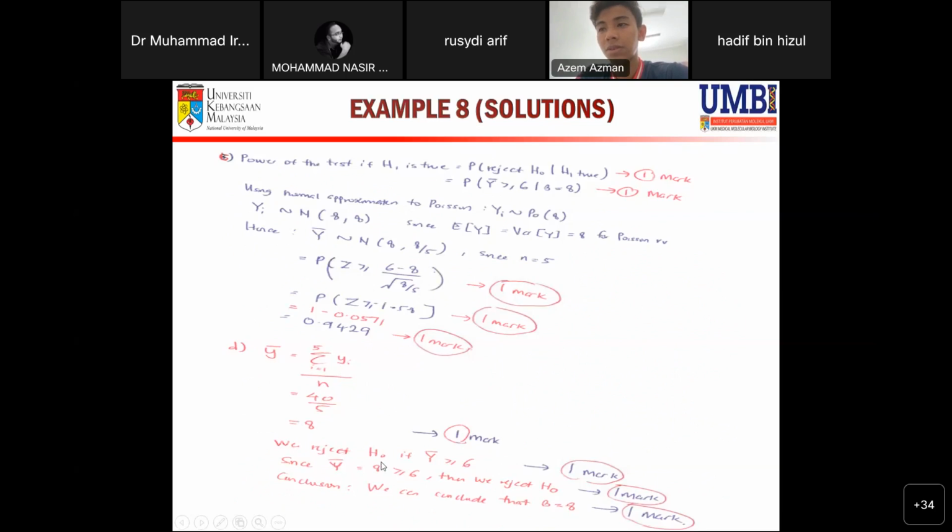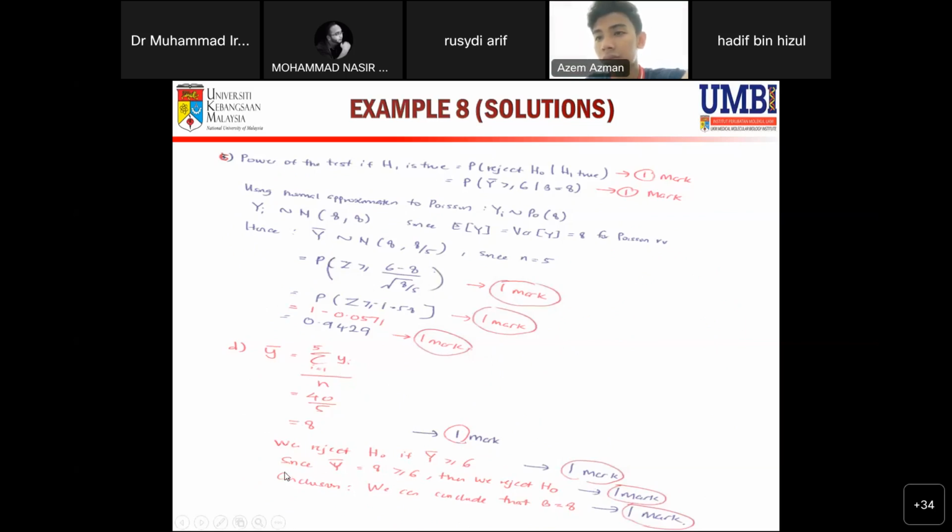You need to state that you reject the null hypothesis if y bar is more than 6. That's the reason why we give the information in B. So any y bar more than 6, we will reject the null hypothesis. So if you state the original rules correctly, we get another 1 mark.